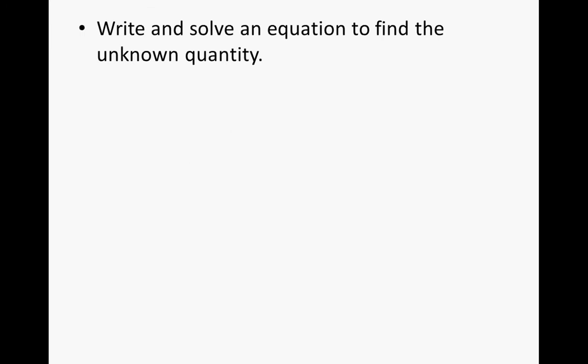So write and solve an equation to find the unknown quantity. We would do the part is equal to the percent times the whole. So R is our part, and that is going to be equal to 28 over 100 times 300, which is 28 times 3, and results in 84. So there are 84 red pieces of candy in the bag.